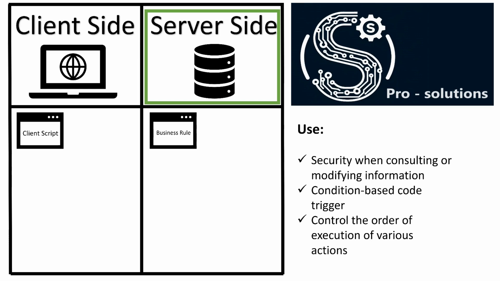Security when consulting or modifying information. We can check if the action for which the business rule is being executed is being carried out by a user with the necessary permissions. And if not, abort the execution.